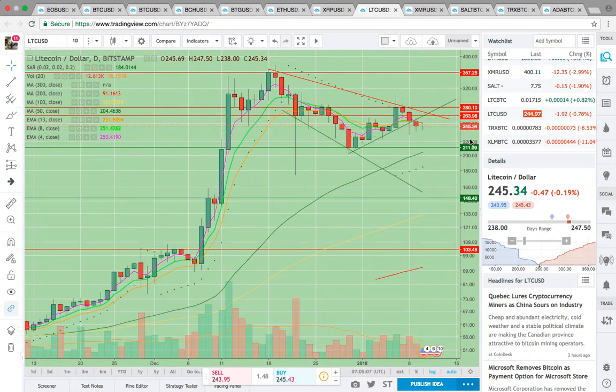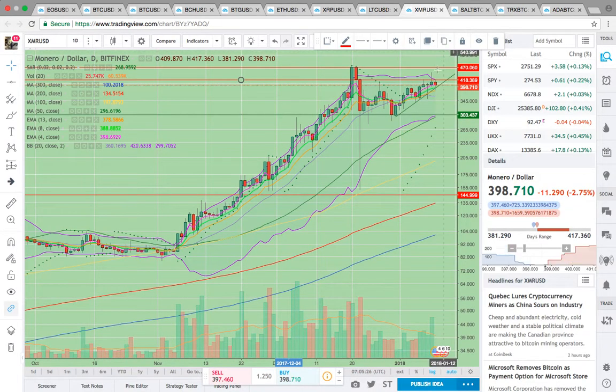If you see it fail to get back above EMAs 4 and 8, that's going to be a red flag. And then you could easily see a drop down to test that lower support at 211. And then notice it's lined up with the 50-day simple moving average at 204. So that's the downside risk, a drop down to test that 200 support zone.